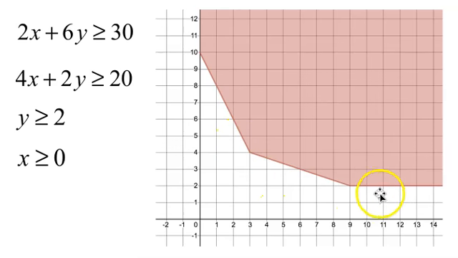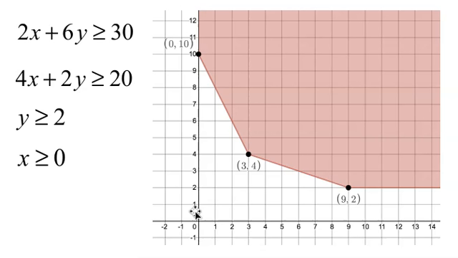Y equals 2 gives me 9, 2. 6 times 9 is 54, no wait, 2 times 9 is 18, 6 times 2 is 12, 18 and 12 is 30. So this is the intersection of those 2. So I have 3 corner points. This point 0, 10. This point 3, 4. And this point 9, 2. Identify those corner points. There they are.